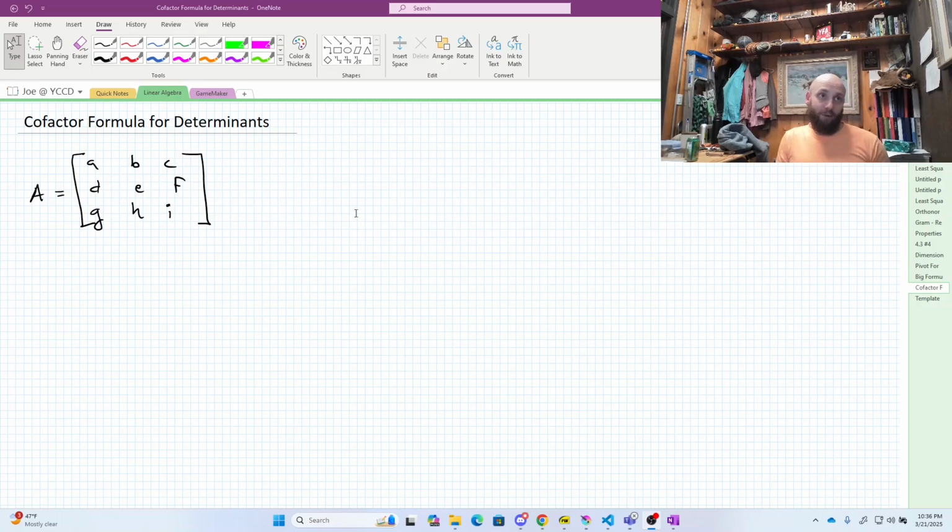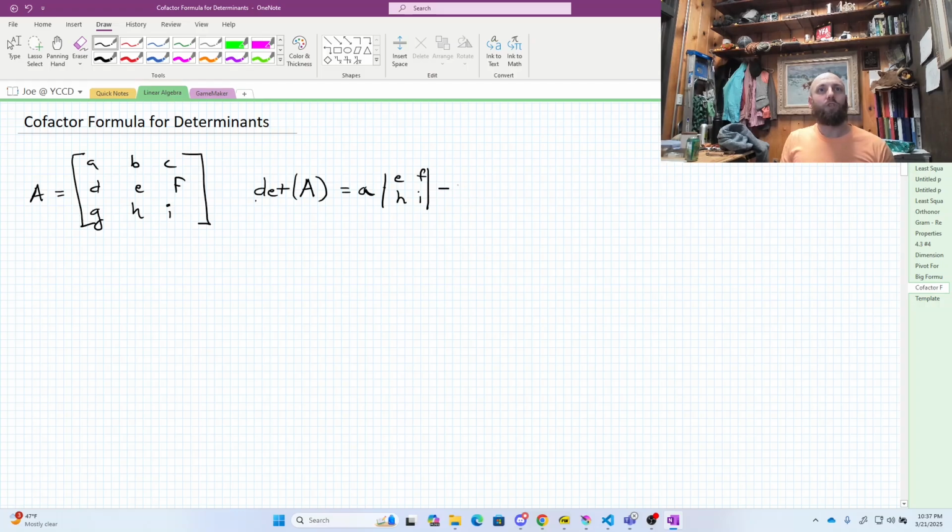So I've got here a 3 by 3 example, and I would like to calculate the determinant of my matrix A. The way I'm going to do this is that same thing we arrived at the end of the big formula. I'm going to take A, and multiply A by the determinant of the matrix that I get when I leave off the row and column that A is in. So that's going to be E, F, H, I.